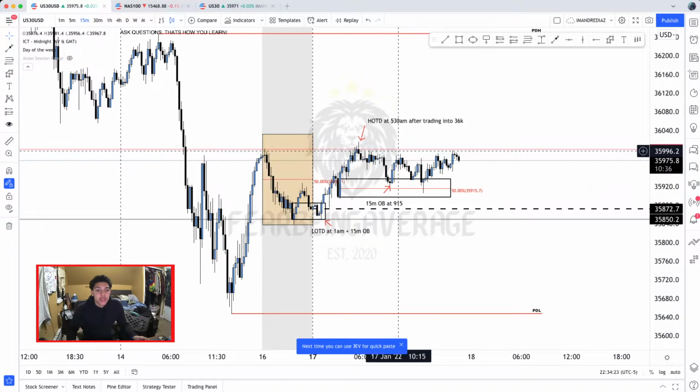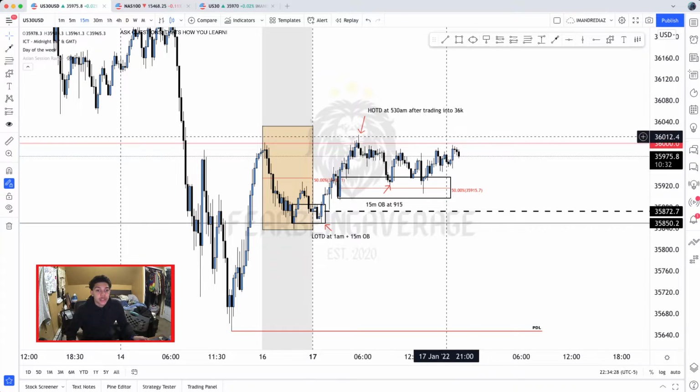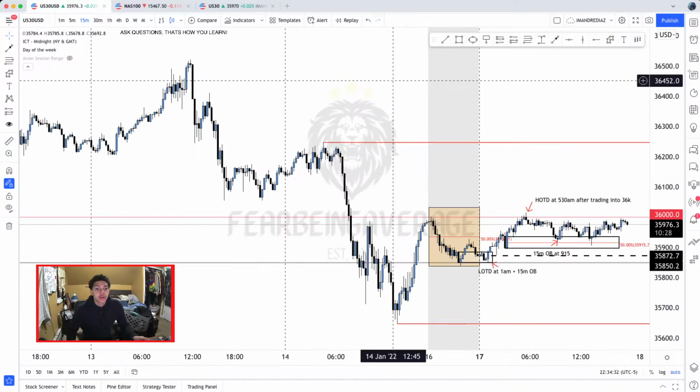We were looking to take price at least 36,000. That's personally where I was looking to take profit at. But as you can see, price ended up coming back down, stopping me out at break even. And then from there, price overall continued to range.